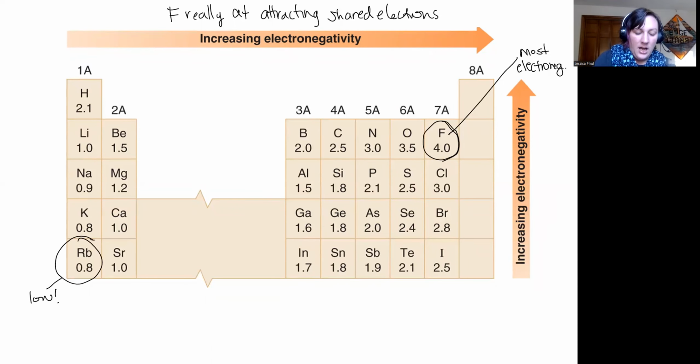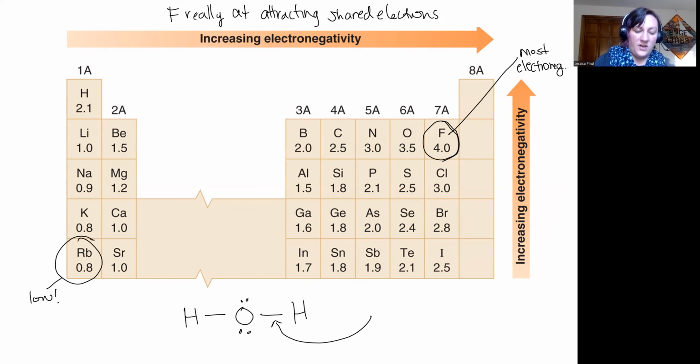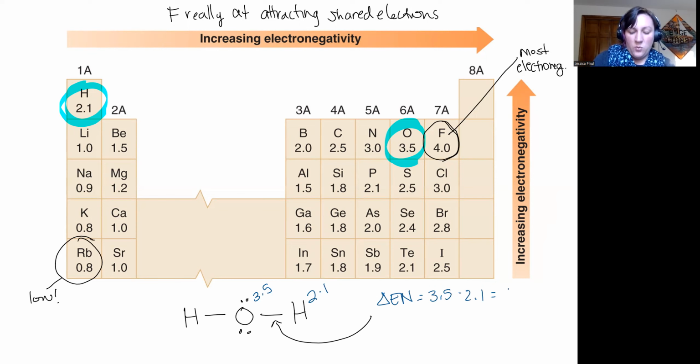So let's take an example: let's do oxygen and hydrogen, right? Because we were looking at water earlier. For this bond between the oxygen and the hydrogen, I'm going to compare their electronegativity values. Here's oxygen and here's hydrogen. My oxygen has an electronegativity value of 3.5 and my hydrogen has one of 2.1. I'm just going to take the difference between the two, which means subtract. I represent this as delta, the difference between my electronegativities: 3.5 minus 2.1, which gives me 1.4.